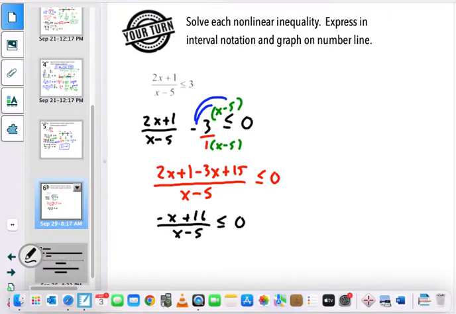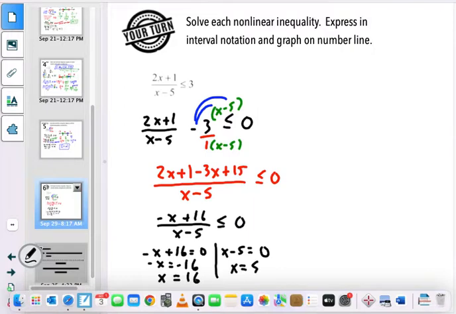So now I can take my numerator and my denominator there, and I can set those equal to 0 to find my zeros. So I can subtract 16, divide by -1, and we get x equals 16. Over here I can add 5, so we get x equals 5. I'm going to go ahead now and put those on my graph here. So smallest number first.